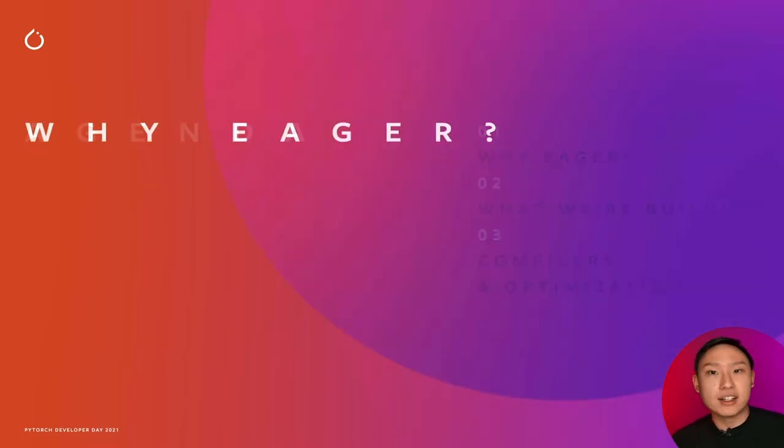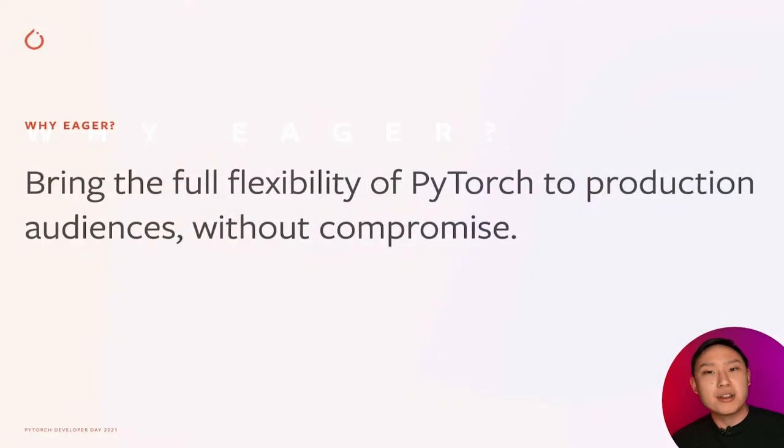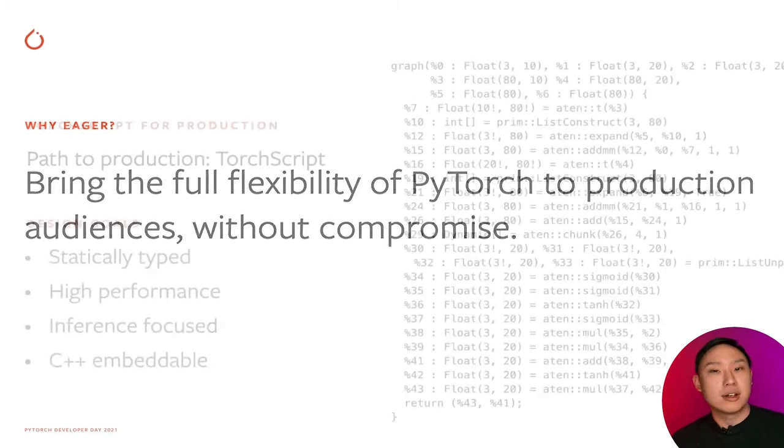So, why Eager? The chief goal that we wanted to accomplish was to bring the full flexibility of PyTorch to production audiences without any compromise. People love using PyTorch because it has a very Pythonic look and feel, and they feel they have the flexibility to do anything necessary to experiment with their ideas. And we wanted to bring that experience to a full production stack. So we wanted to make it so that any wild thing that you can do while developing a PyTorch model, you should be able to bring directly to your users without too much additional work.